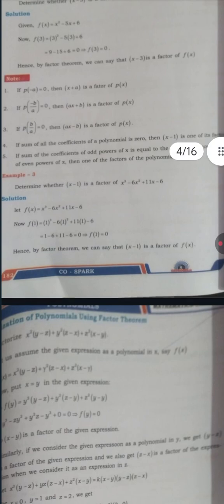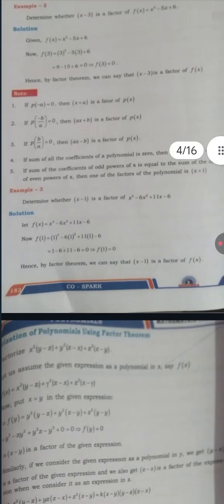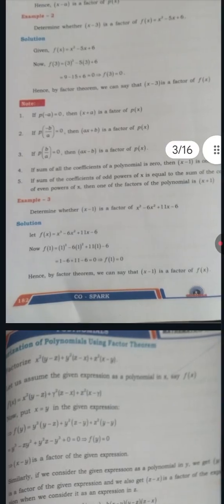If the sum of all odd and even powers are equal, then x plus 1 is a factor of the polynomial P of x. And guys, I'm going to give you some time to see and analyze example number 3 until I move on to the next topic.